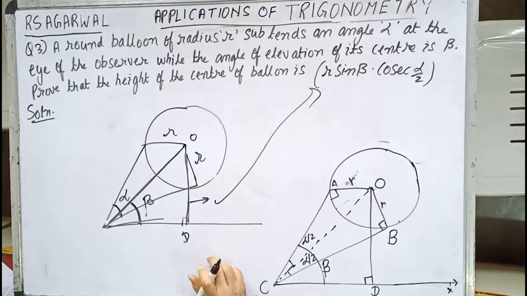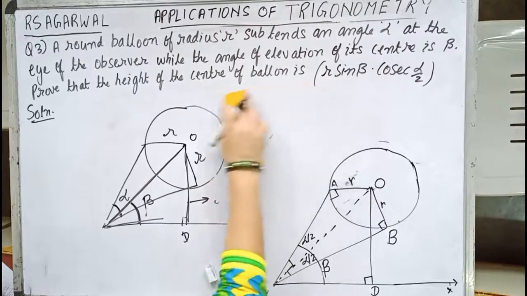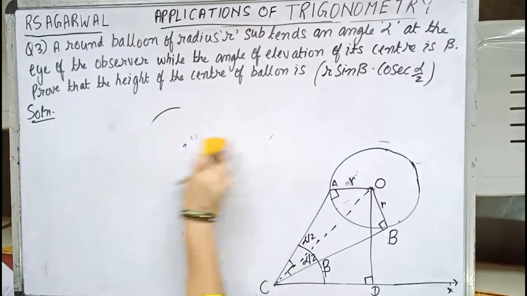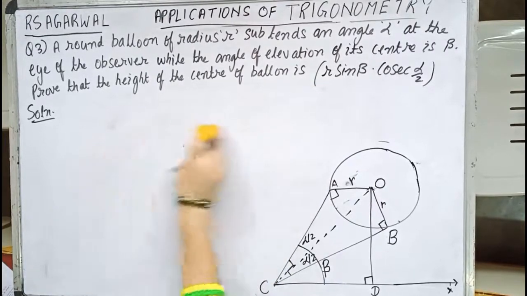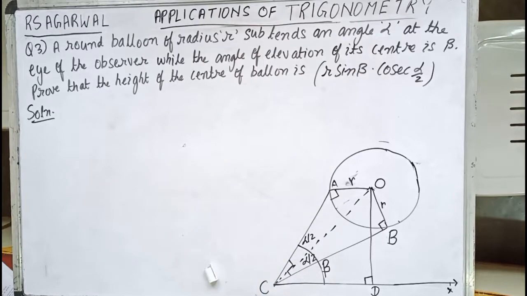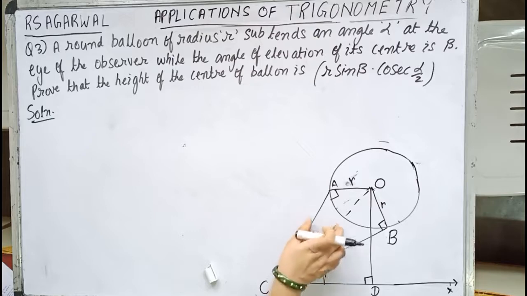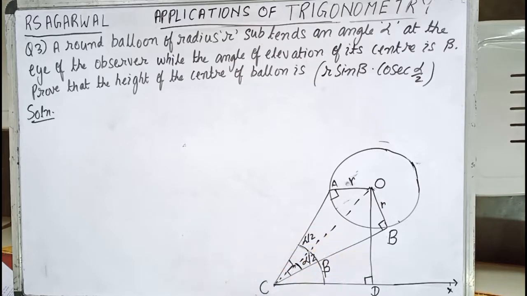So let us start. If this whole angle is alpha, and this one is the center, and we join the line from the center to the point, obviously these two triangles are congruent, and hence this angle is alpha by 2 and this angle also is alpha by 2. These two angles are alpha by 2 each.